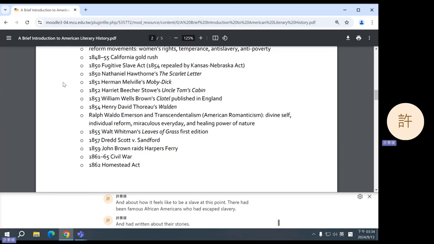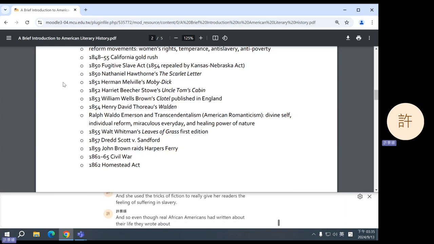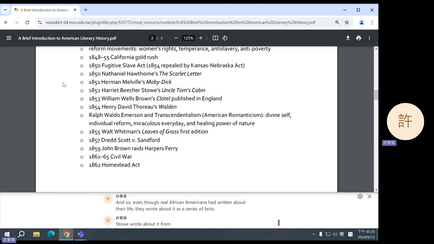Harriet Beecher Stowe was a white woman, and she used the tricks of fiction to really give her readers the feeling of suffering in slavery. And so, even though real African Americans had written about their life, they wrote about it as a series of facts. Stowe wrote about it from the perspective of emotions. And this novel was a huge bestseller, and it really helped promote the idea of opposing slavery emotionally.